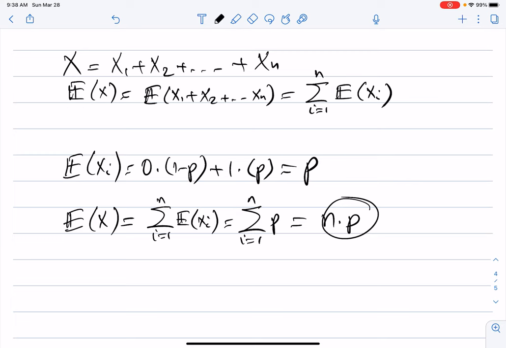So we could calculate it the tedious way, just using the definition of E of x and simplifying that until we get to n times p. Or I could have used the linearity of expectation, defining n indicator functions or random variables, these xi's. Then I look at the expected value of each one of the xi's. It is p. Then I have the summation of n p's. It's n times p. Okay. So this is how powerful this theorem can be. And we use it in many other applications as well.